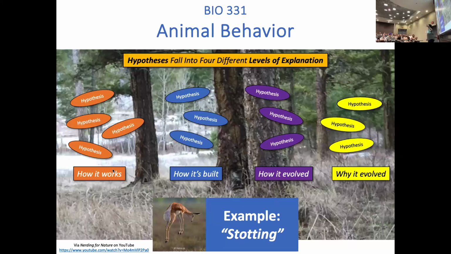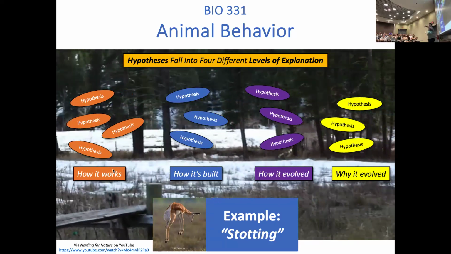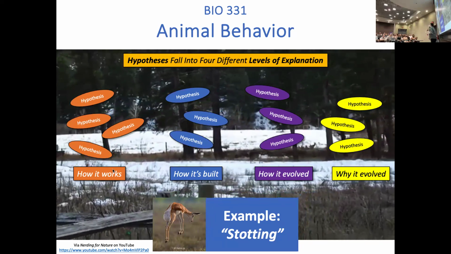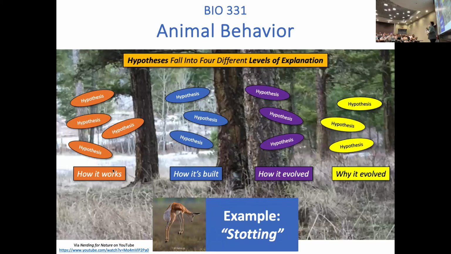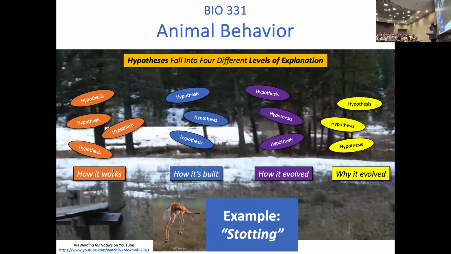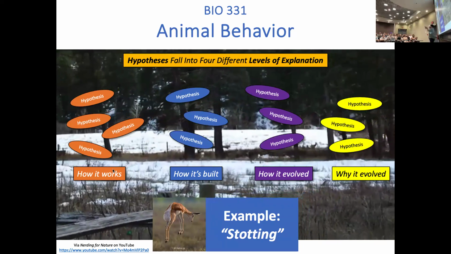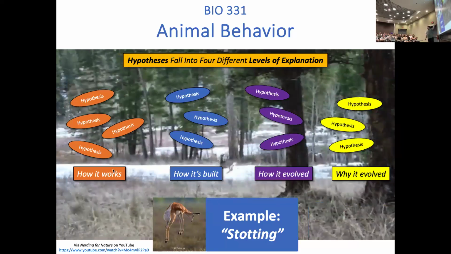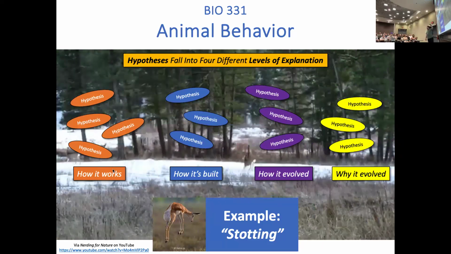somebody might be really impressed at how high the deer is jumping. And so they are going to be much more interested in the muscles, in how the leg is put together, in the weight, in just how is it possible to get a large animal up that far? So, how it works: mechanistic hypotheses.